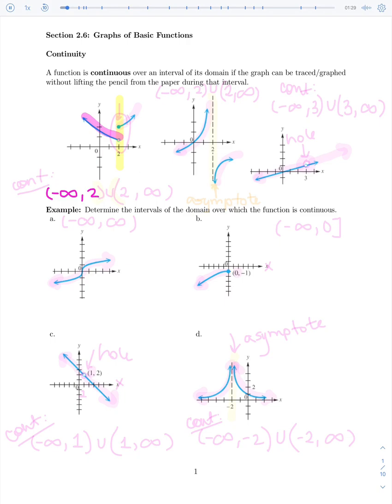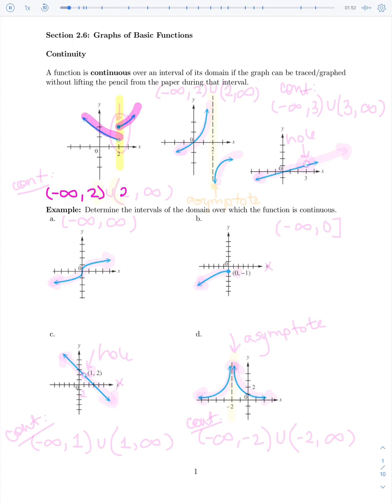It doesn't have anything to do with the fact that there's an open circle there. It's because you have to pick up your pencil at 2. So that means you are not continuous at 2, so you can't include that in your interval. So we'll put a parentheses there. Then you can continue tracing on the other side at 2 and continue on forever.